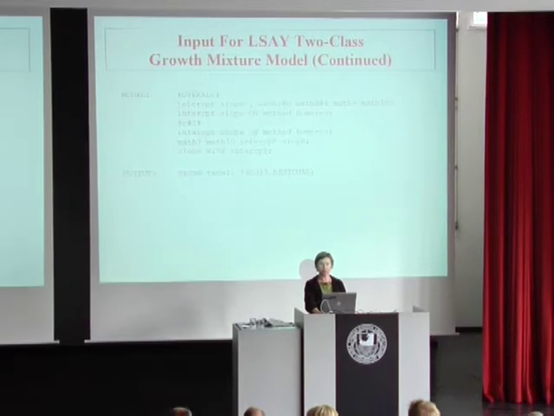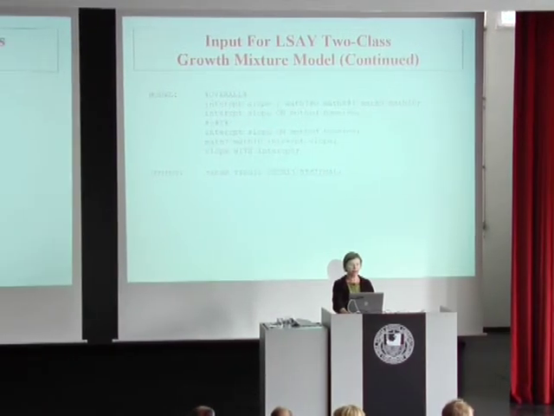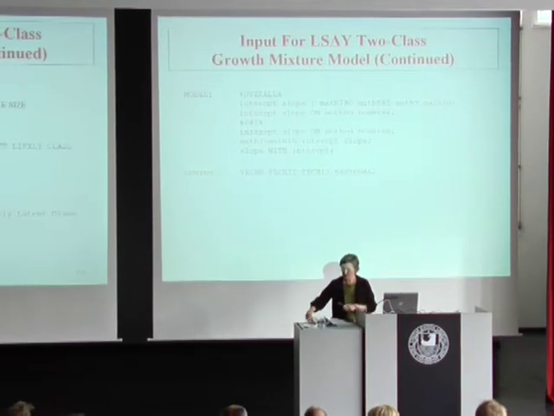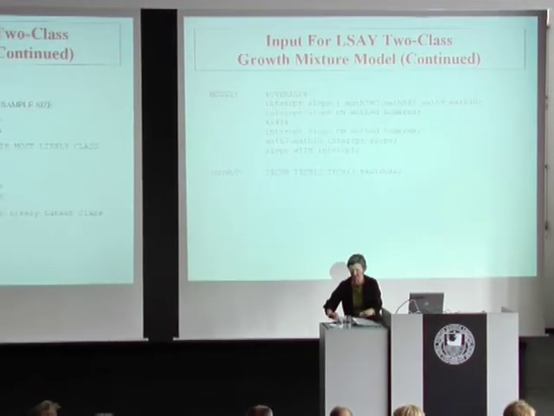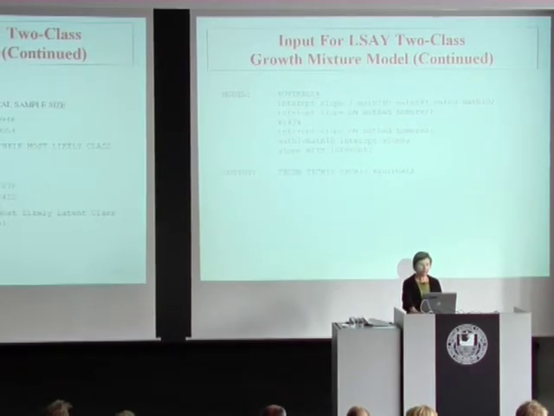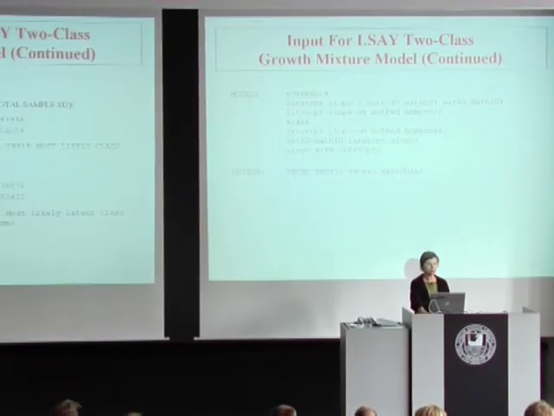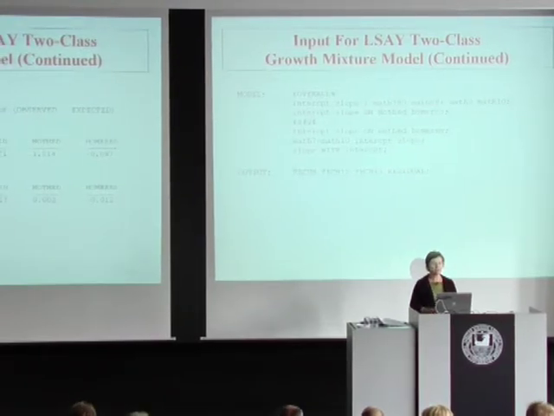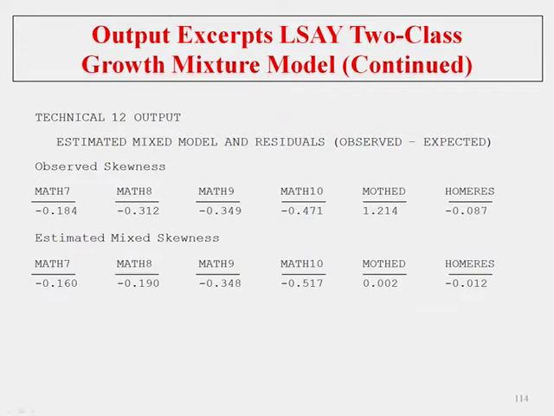I'm just going to go through some of these screens. So we have our regular output, and I'll just point to the things that are most important. We talked about this yesterday. And here's the Tech 12 output. Here we have the observed skewness, and the observed skewness is actually from the full sample. The estimated skewness is mixed over the classes, and observed minus expected are the residuals. So that's Tech 12.